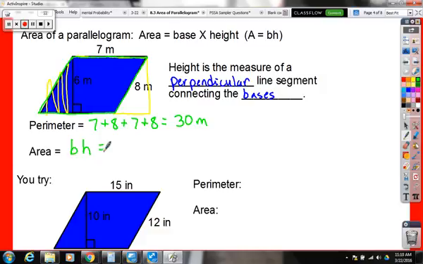Now to find the area, we're going to do the base times the height. So the base of this rectangle, would it be 7 or 8? Colin? So it would be 7. Why did you pick 7 and not 8?